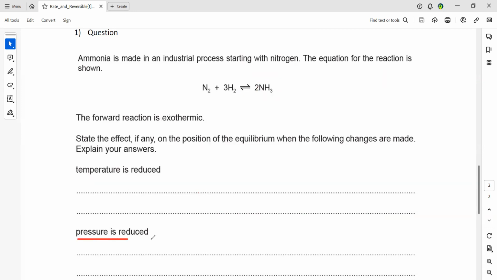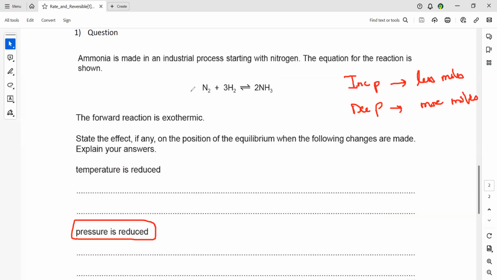Then what is the effect of the pressure? Remember, if we increase the pressure, equilibrium will shift towards the side of fewer moles of gas. And if we decrease the pressure, equilibrium will shift towards the side of more moles of gas. When we check the moles of gas, here we have 1 mole of nitrogen and 3 moles of hydrogen, so a total of 4 moles. Here we have 2 moles.